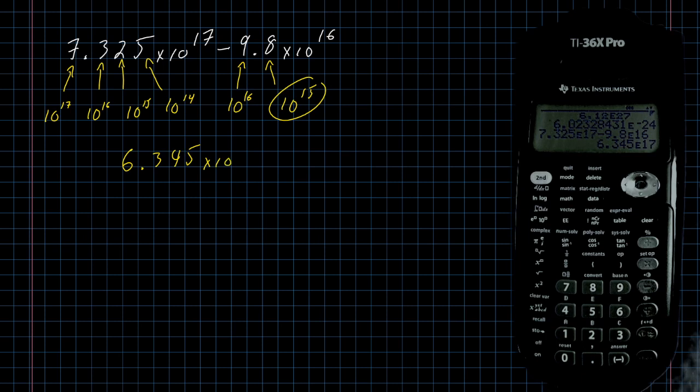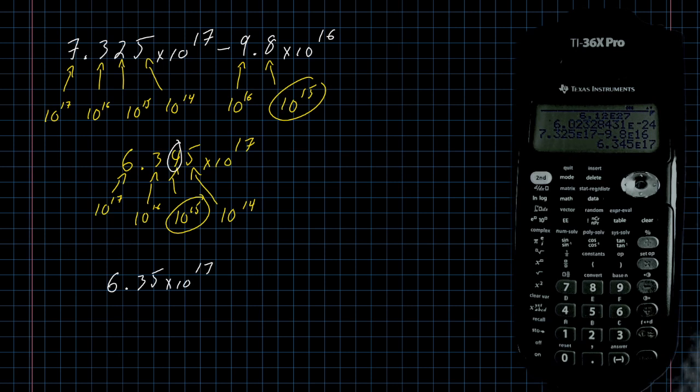6.345 times 10 to the 17, and I'll go through the same thing. This is the 10 to the 17 place. This is the 10 to the 16 place. This is the 10 to the 15 place, and that is the 10 to the 14 place. I just determined that I wanted to round to the 10 to the 15 place because that was the worst precision that I had in the values that I started with. So I round to this digit. The 5 after it says round up, and we'll call that 6.35 times 10 to the 17.